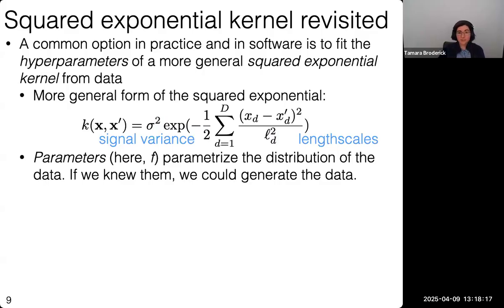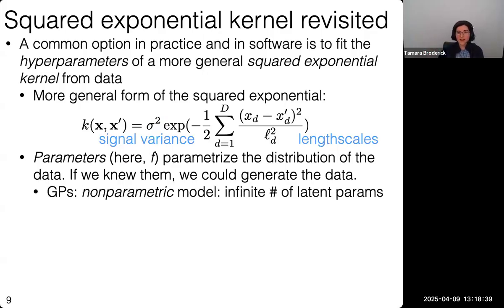Sometimes you'll hear Gaussian processes called a non-parametric method. And so I'm just going to mention here that we might think of the parameters in general as the things that parameterize the distribution of the data. That if we knew the parameters, we could generate the data. And in this case, you could actually think of the parameters as that entire function f. And so sometimes we'll call models non-parametric because there's an infinite number of latent parameters. So it doesn't mean no parameters, it means an infinity of parameters.